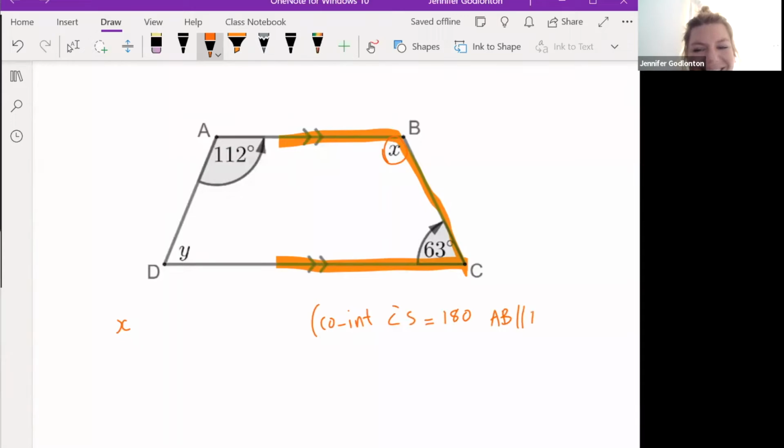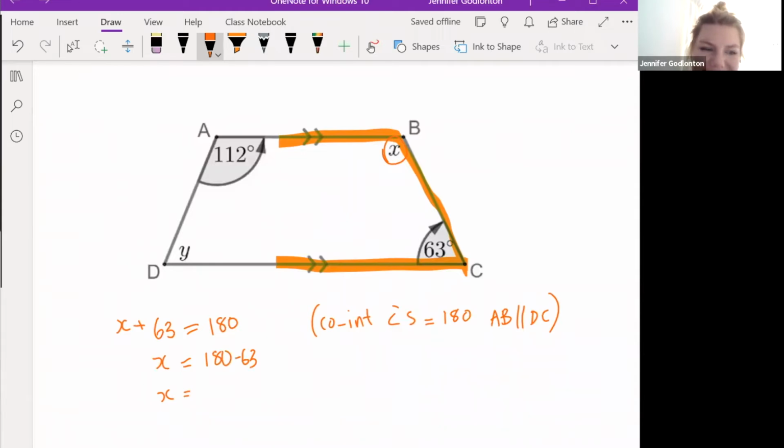Oh, no. Do you think you can try and help me write out an equation here? X plus what? X plus 63 is equal to 180. There we go. Okay, so then X is going to be 180 minus 63. So what is X going to be?